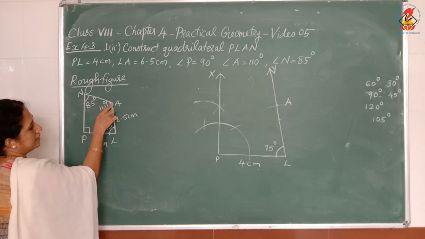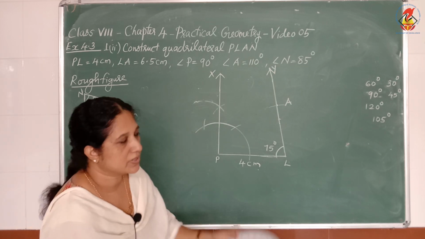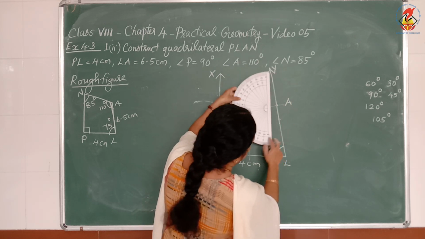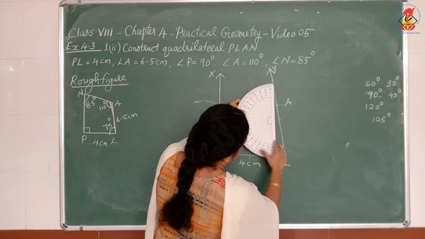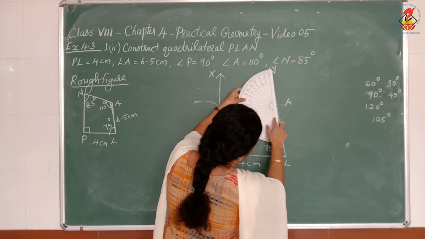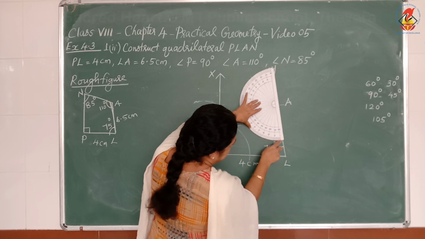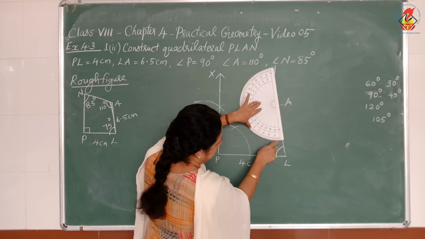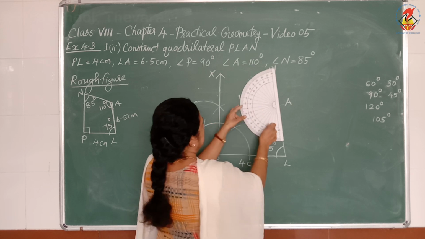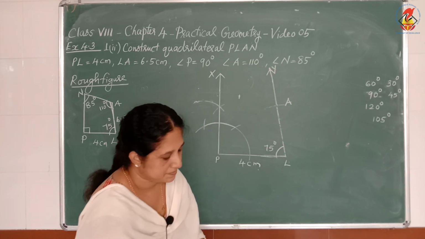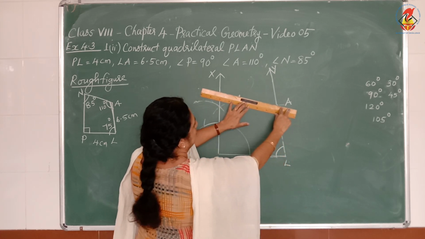Then again, at A, what you have to construct? An angle of 110 degree. So you can take your protractor. Keep the protractor. So this is the baseline, so the angle will be here. Keep the center of the protractor here. Then you can see that the outer scale zero coincides with the baseline. So we have to measure 110. So 110 will come here. Mark it. Then A and that point you can join.